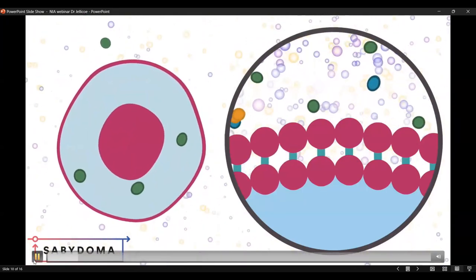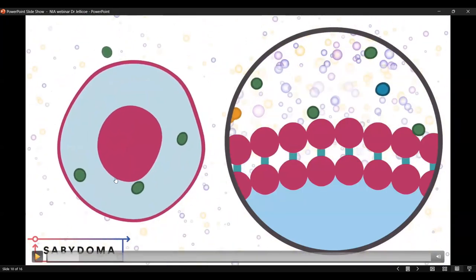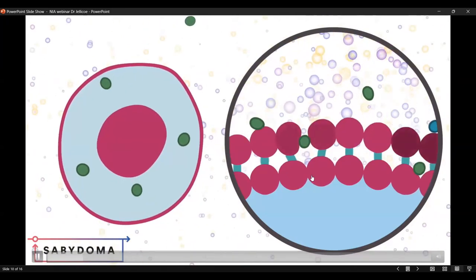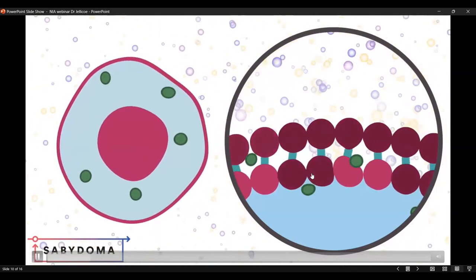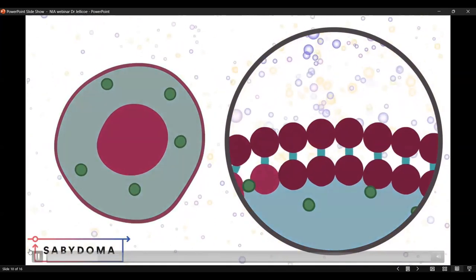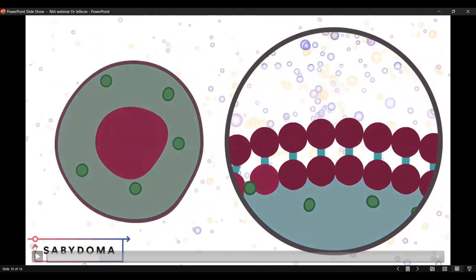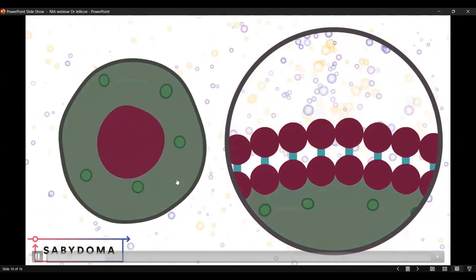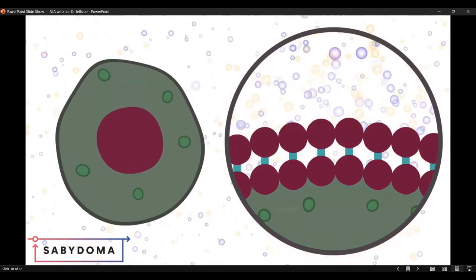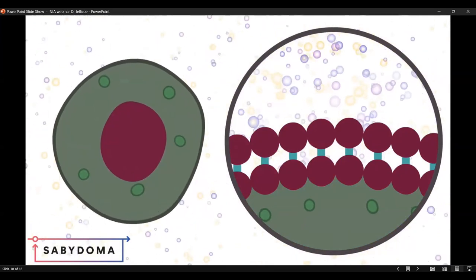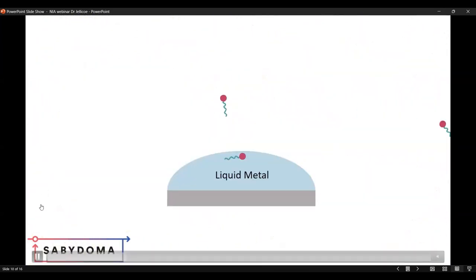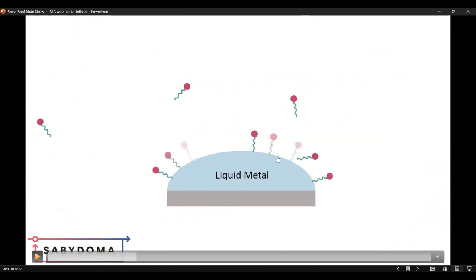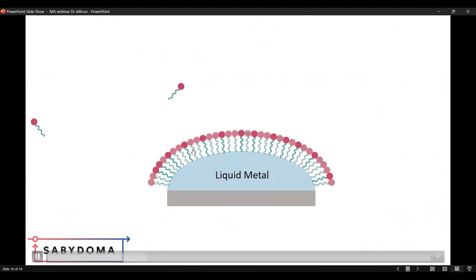So the cell is made up of a membrane, sort of like a shell on an egg. If toxic nanoparticles get into the cell, it can actually disrupt the cell itself, and especially the nucleus and stuff like that. The project was looking at taking a liquid metal, which in this case is mercury, and then having the lipids align on it.